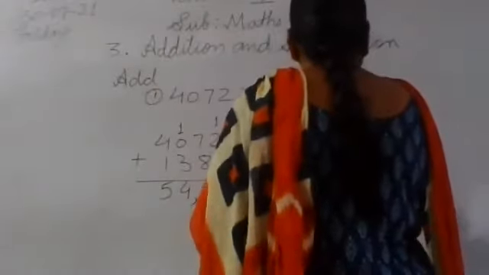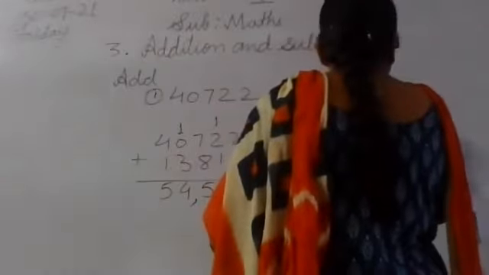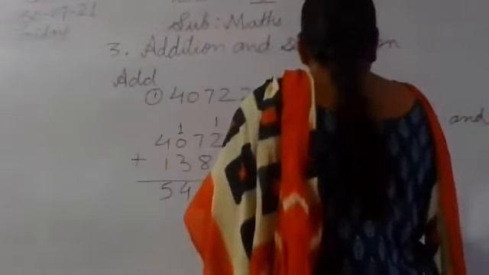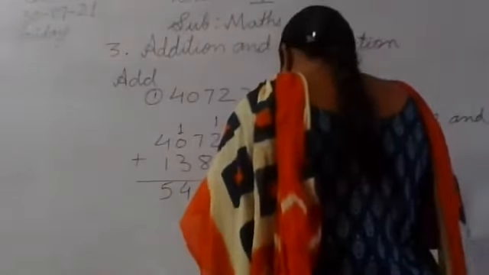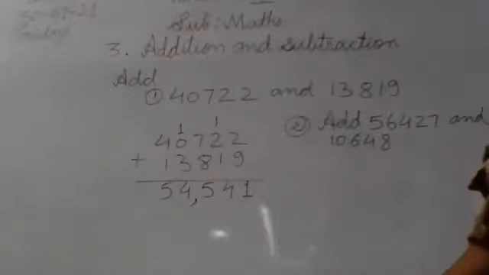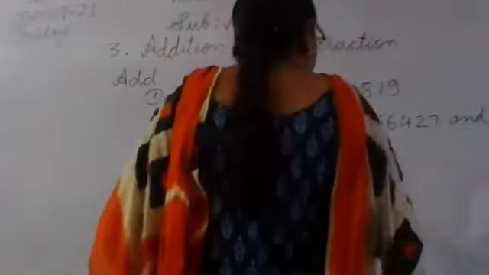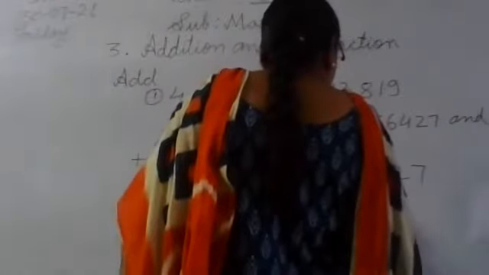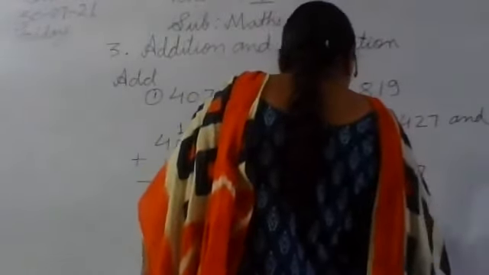Second question, add 56,427 and 10,648. So again, we will arrange these numbers vertically. Okay, so arrange them. 56,427, and here is 10,648. Now start addition from the right side.